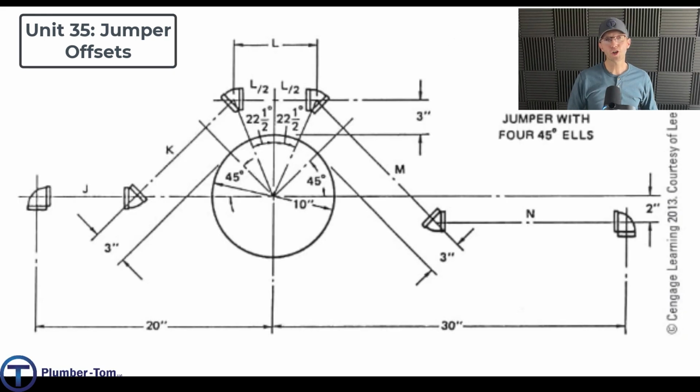The second version of a jumper offset is found in the third sample problem, and this is an offset using 45s to go around this round object. We had our pipe running along, the 45s send it out and around. There's two 45s that create a 90, but they're kind of spread out, so you can see it's more a trapezoidal shape as it moves around this.